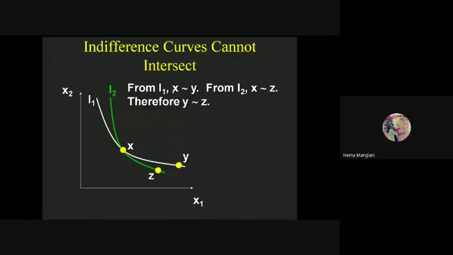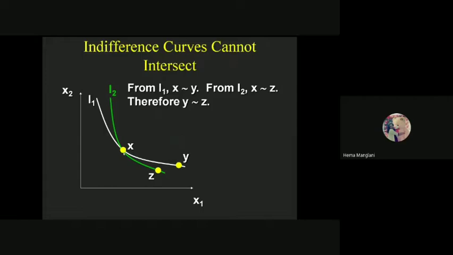Now this says that indifference curves cannot intersect. You already have studied this, that two indifference curves cannot intersect with each other. So you can see there's the green indifference curve and this white indifference curve. Here there is some intersection.